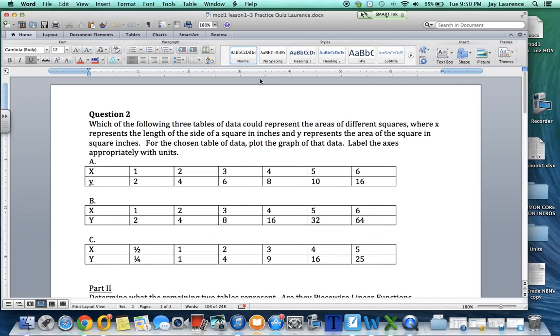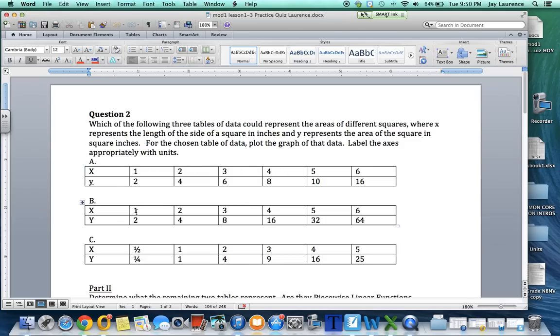Okay, so it says which of the following three tables of data could represent the areas of different squares, where x represents the length of the side of a square in inches and y represents the area of the square in square inches. Well, first of all, we have to see where the x's are being squared and turned into y's. Okay, now if I square 1, do I get 2? Of course not. 1 squared is not 2. 2 squared is 4, but 3 squared isn't 6, 4 squared isn't 8. This can't be it. It's not A.